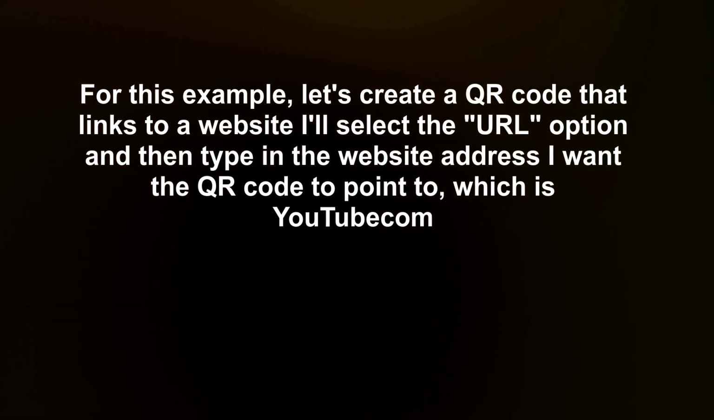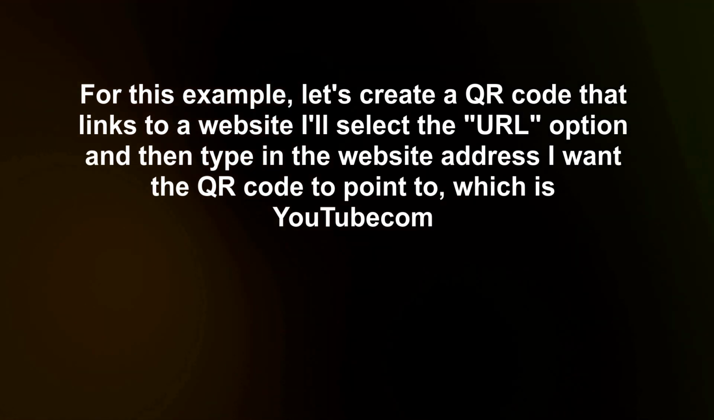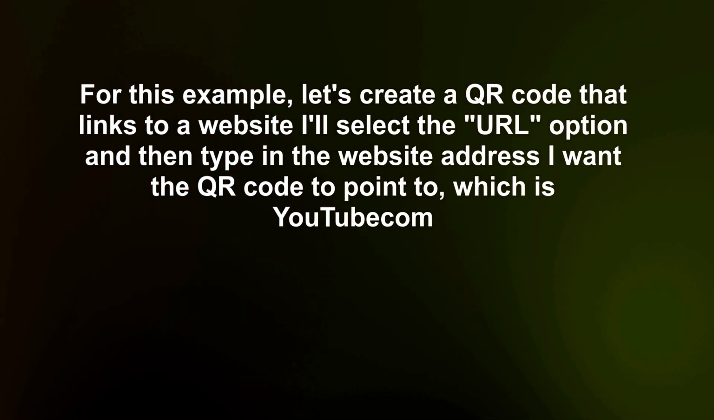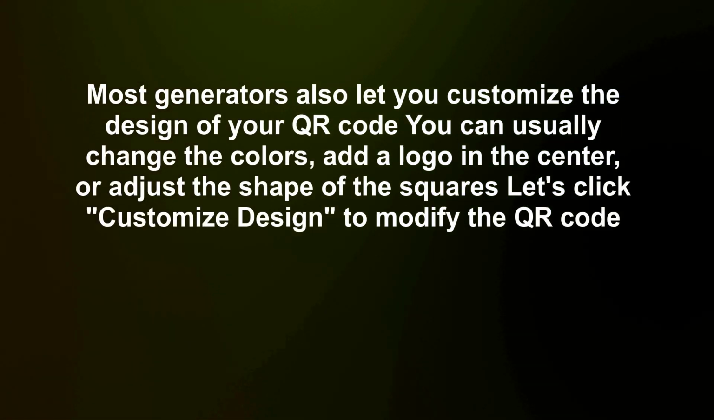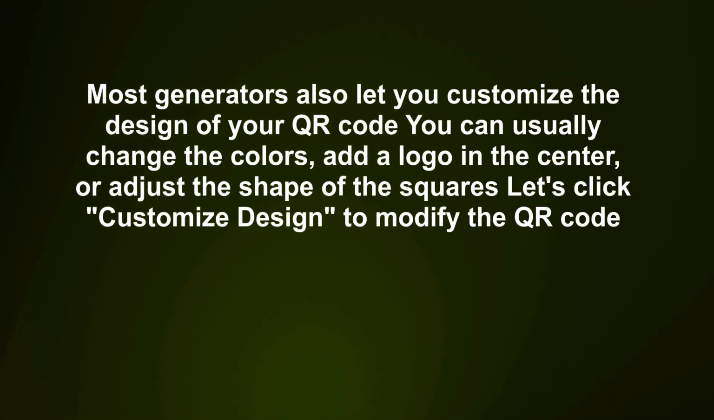I'll select the URL option and then type in the website address I want the QR code to point to, which is youtube.com. Most generators also let you customize the design of your QR code.